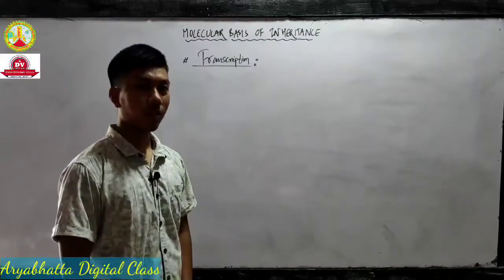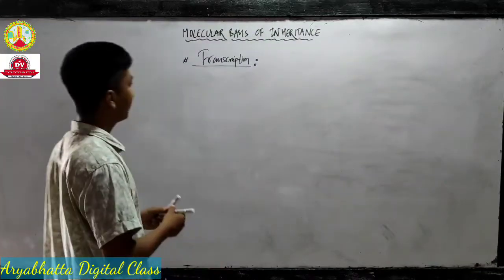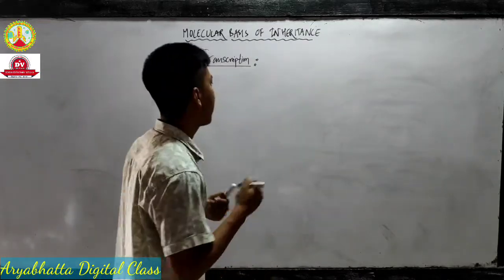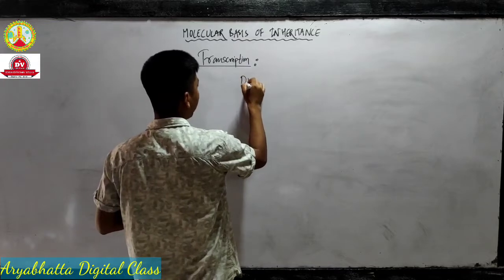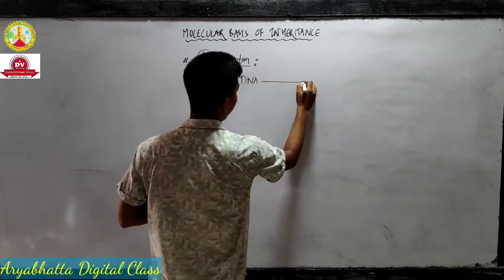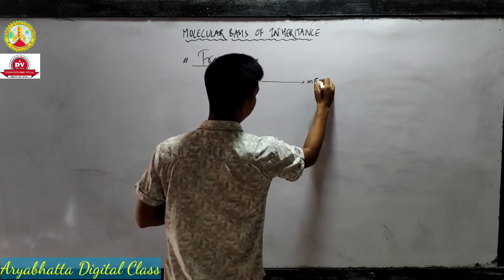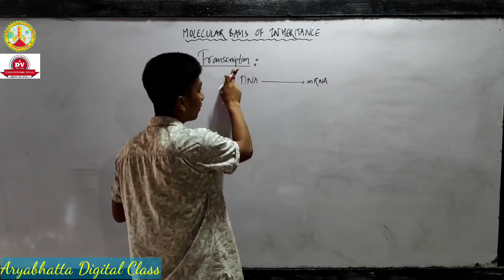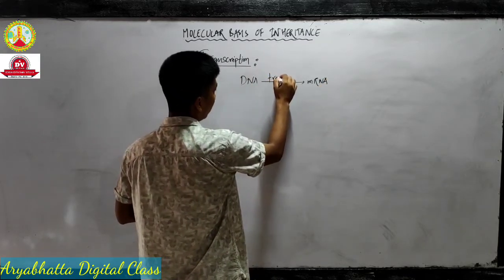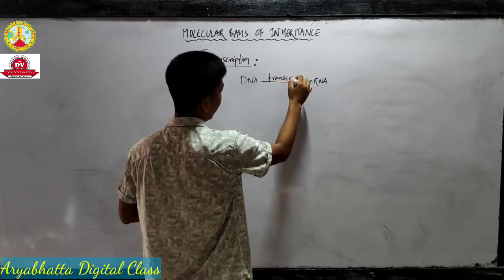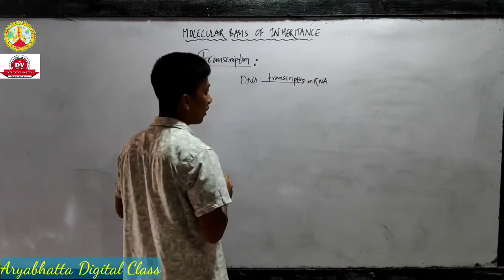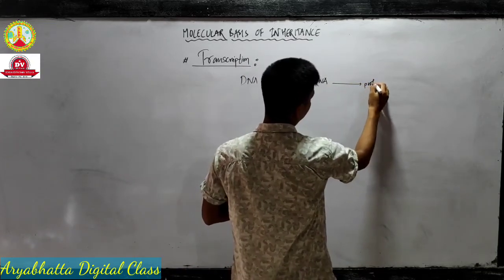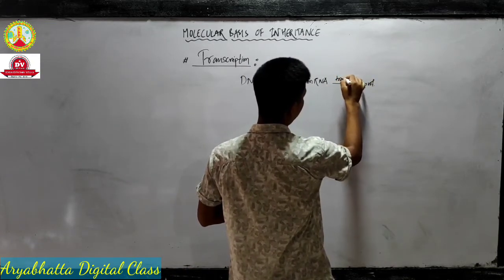So now we will see the actual process of transcription. Transcription means that from DNA, the mRNA is formed. mRNA carries the information from DNA. This process is known as transcription, right? Again, I am repeating this: from mRNA, the protein is formed, and this process is known as translation.